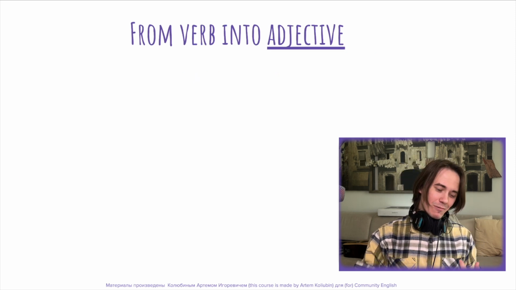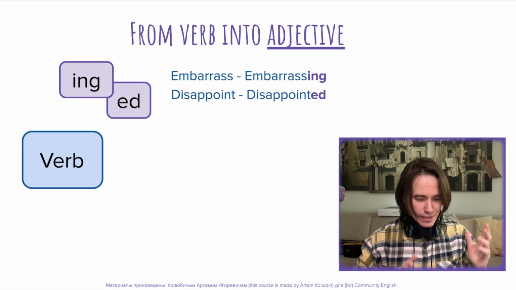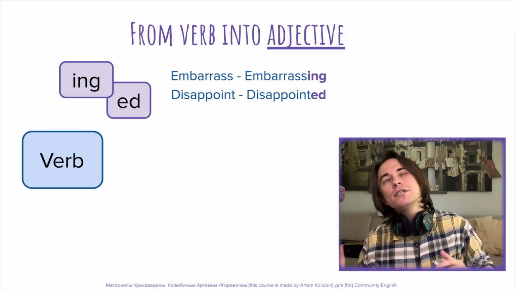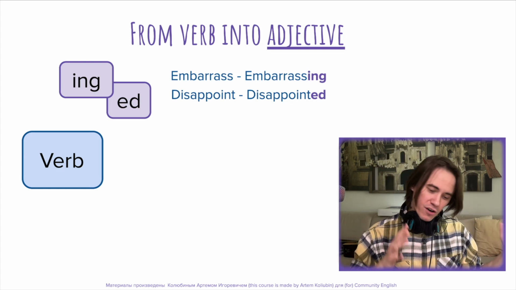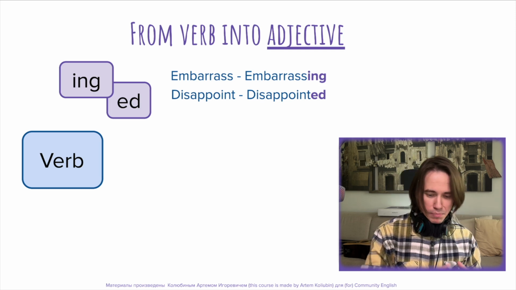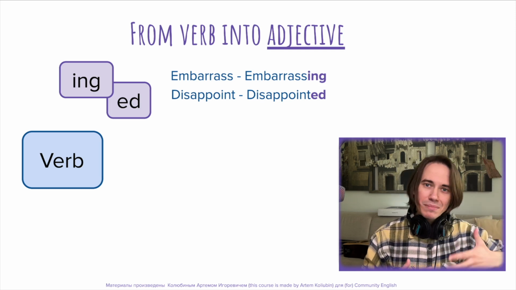So, for example, we have the verb, like, I don't know, the verb embarrass. It's the verb, embarrass somebody. So you can use ing or ed to turn this verb into an adjective. So embarrass, but you embarrass somebody, you embarrassed your friend, but embarrassing meeting.